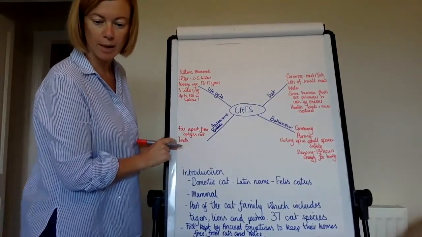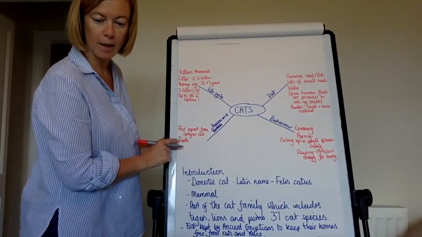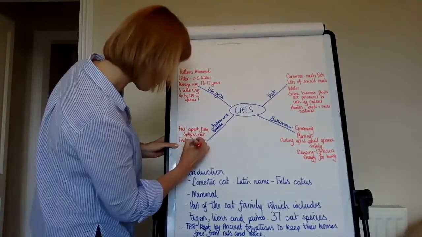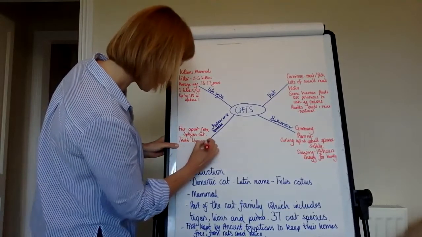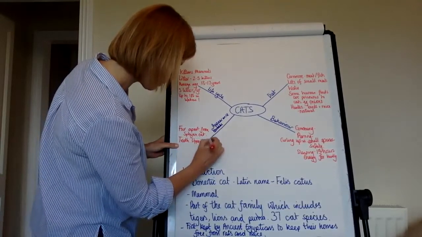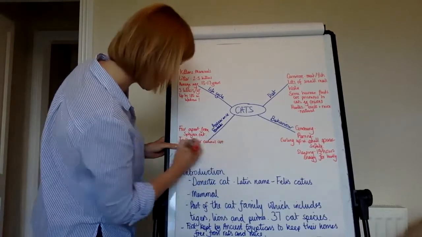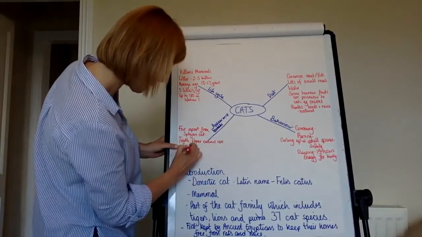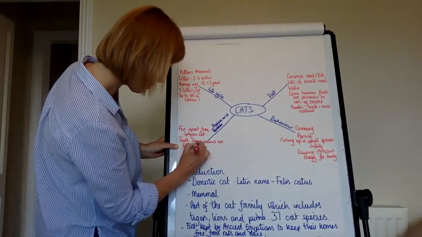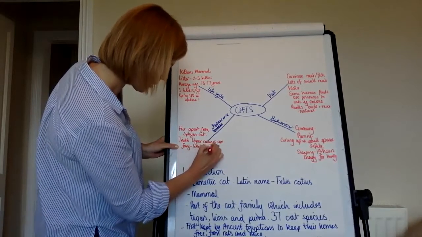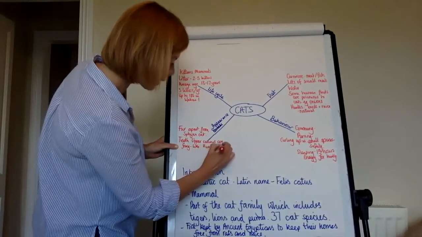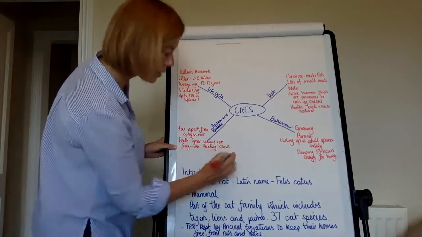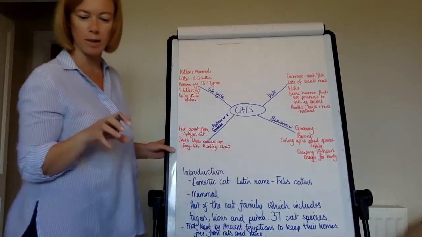So their teeth, their upper canines are like fangs. I'm going to say fang-like. And they're used for hunting. And they also use their claws for catching their prey as well when they're hunting.